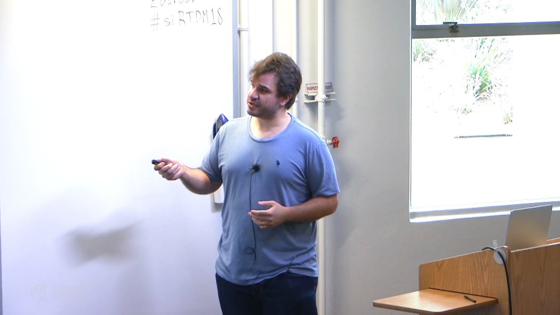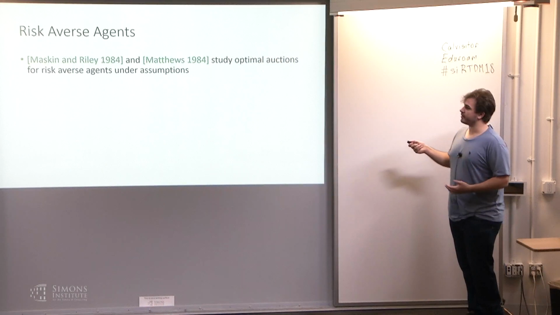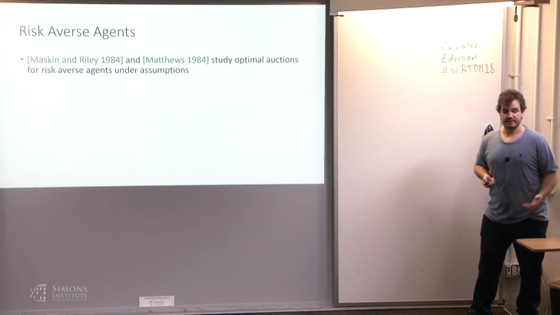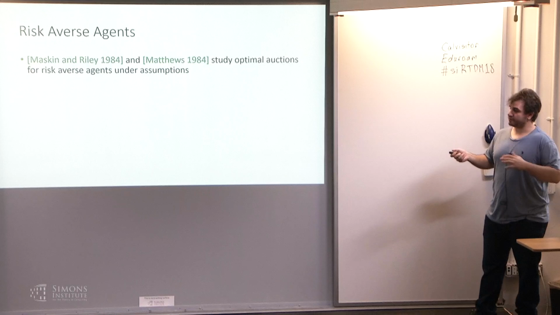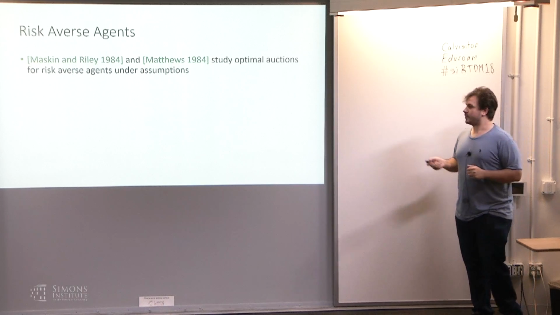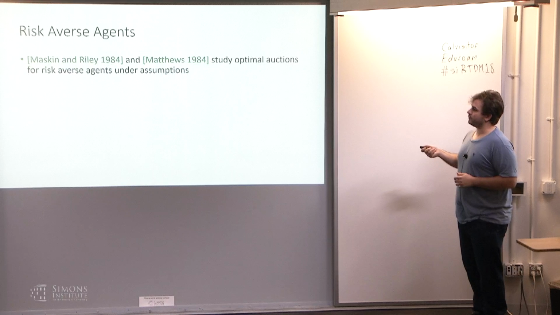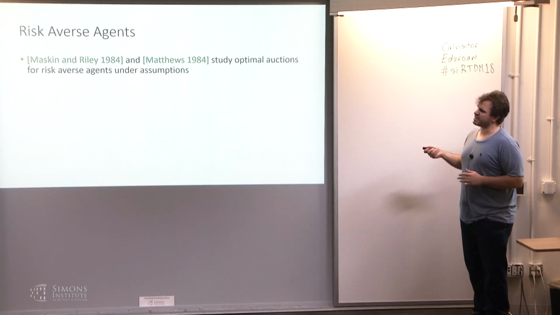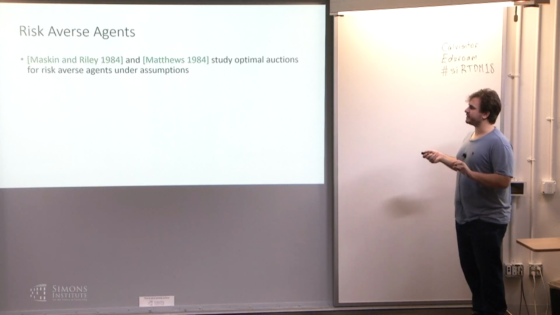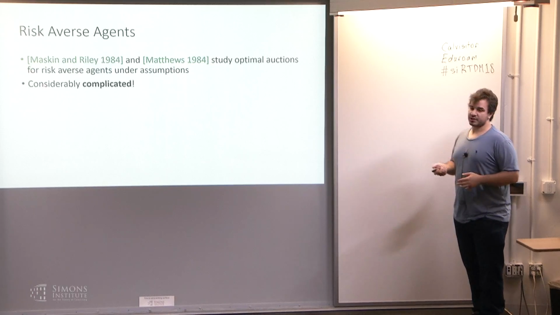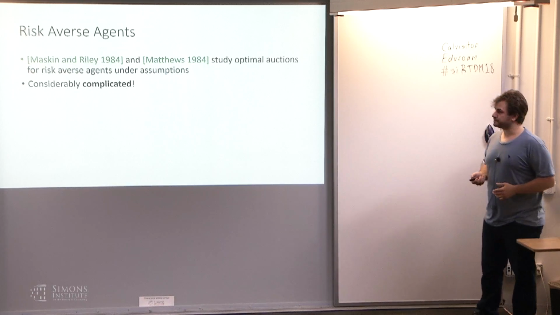And generally for risk-averse agents, this is just an example. This is a problem that has been extensively studied. These are the two papers that, if you like risk aversion, you should definitely read. These are the seminal papers in this field. They have studied and understood what the optimal auctions are for some relatively severe assumptions, and this is considered considerably complicated.